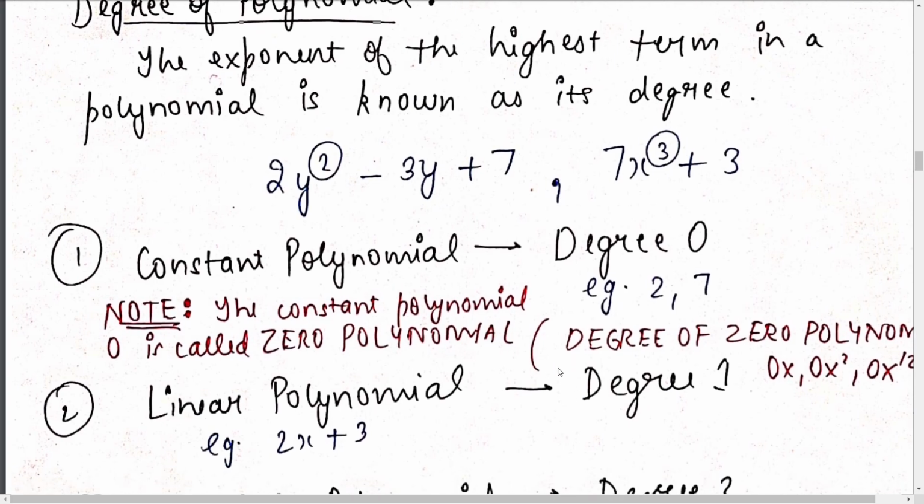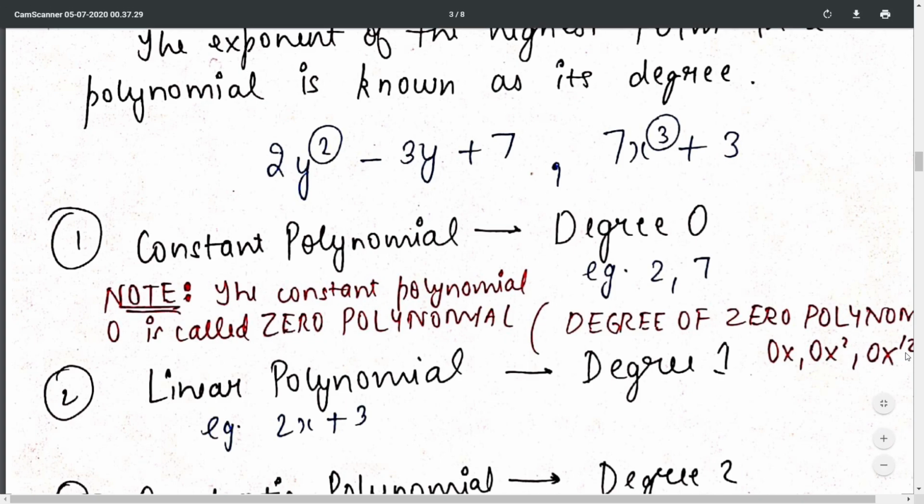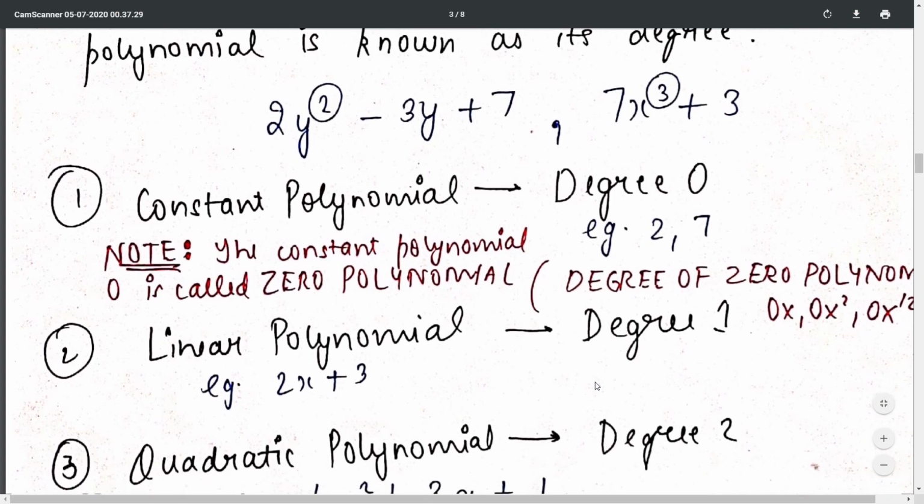What is the degree of the zero polynomial? The degree of the zero polynomial is undefined. Why? Because you see these three cases: 0 into x, 0 into x square, 0 into x to the power 12. All of these give you 0. So degree is not defined, because x to the power 1 can also be the degree, it can be written like this also. Here 2 is also a degree, in this case 12 is the degree. So there's no unique degree. So the degree of the zero polynomial is not defined.